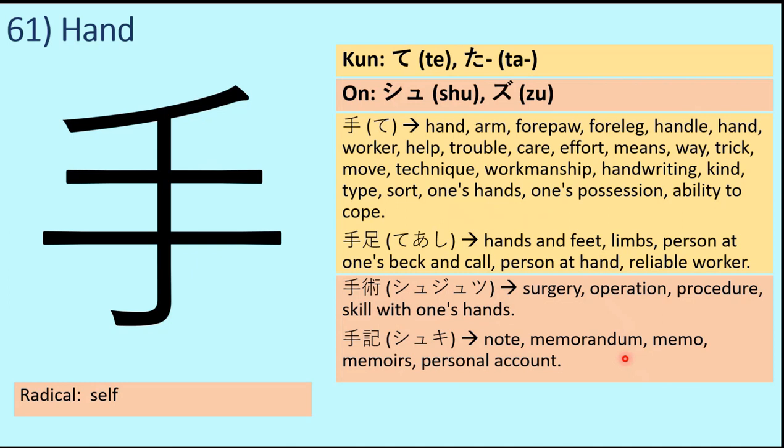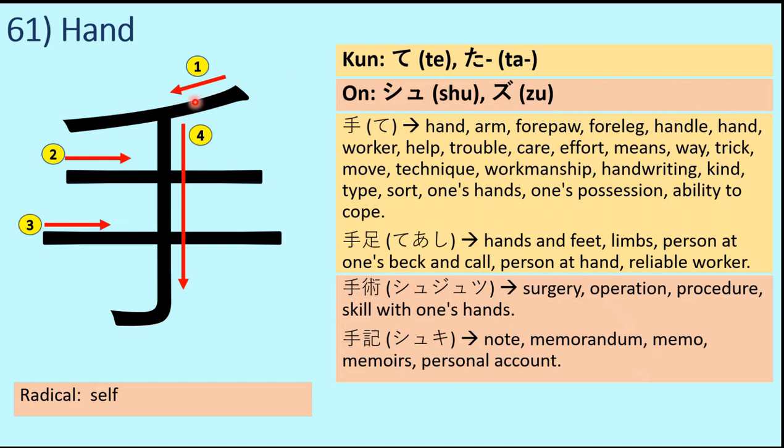This symbol is a radical in itself. So there is no other radical or any other parts involved. It is the basic or fundamental kanji character. Now let's look at the stroke order of how to write this symbol. This is the first stroke. This is the second stroke. This is the third stroke. And this is the fourth stroke. So in this way, the character will be written.